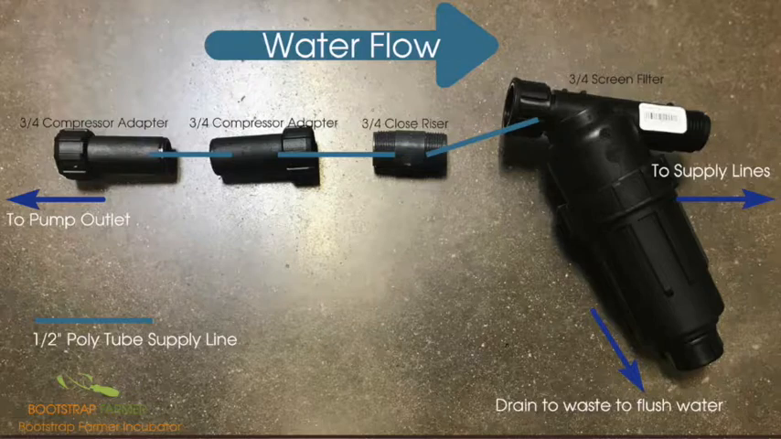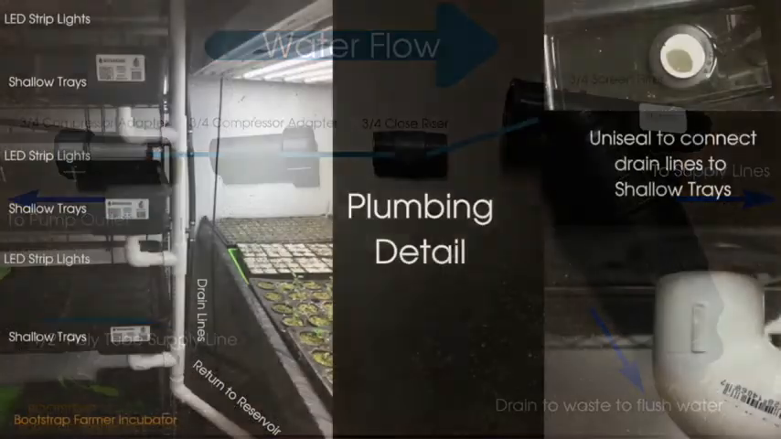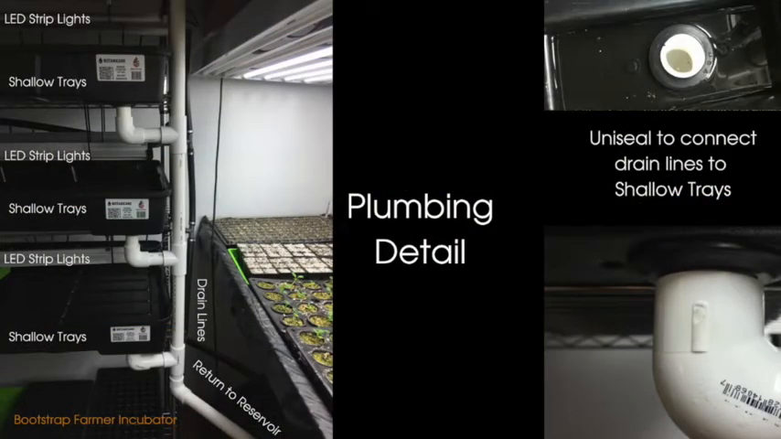Keep it clean, and that saves a lot of wear and tear on your system. And again, if we work from left to right, we're going from pump to the adapter to the screen, and then eventually the supply line. Now the plumbing details on the side view are the drains that were drilled into the shallow water trays. They drain back into the reservoir, and again, the black lines pump everything back up, do the drip emitters, flood the trays, and there you go.